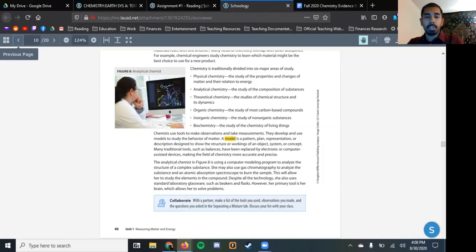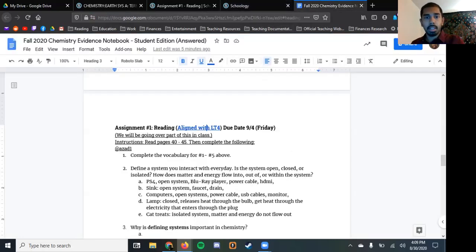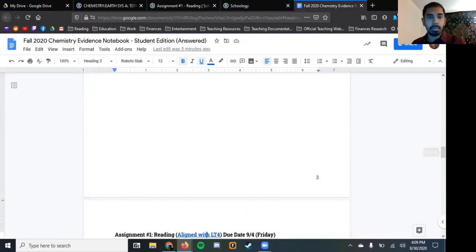Now, we have our first vocab word. These are spread throughout these assigned pages. We have the vocab word model: a pattern, plan, representation, or description designed to show the structure or workings of an object, system, or concept. Now, we're going to take that, so we'll just go ahead and copy it. The definition really is just that. It is pretty standard, and this is something that I would copy and paste. So copy it and paste it up into number 1 for our vocab word.